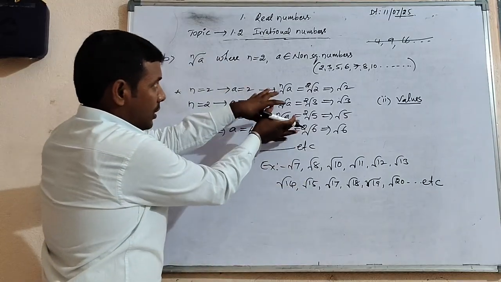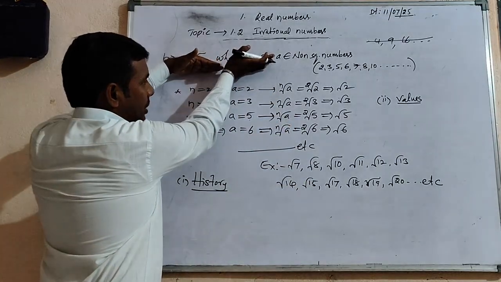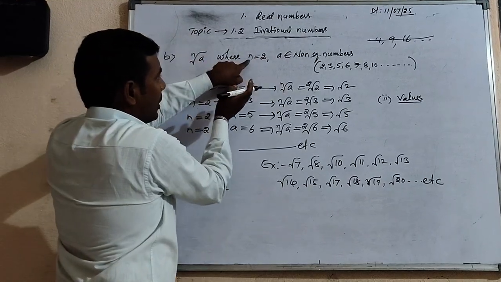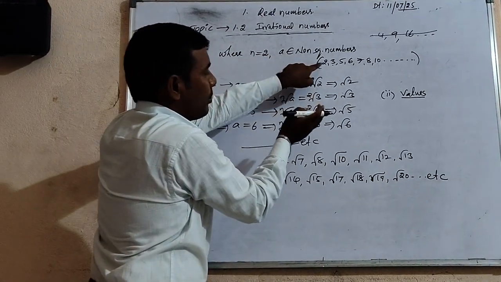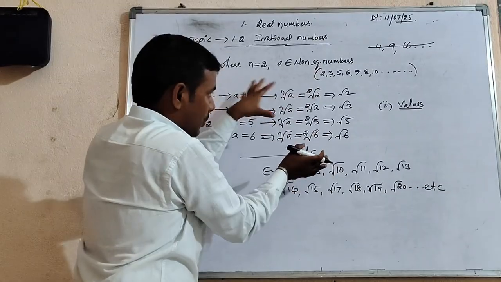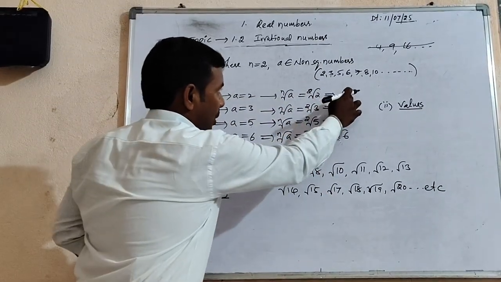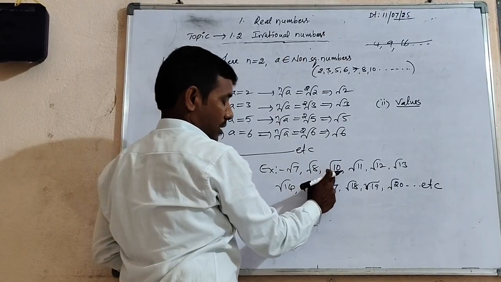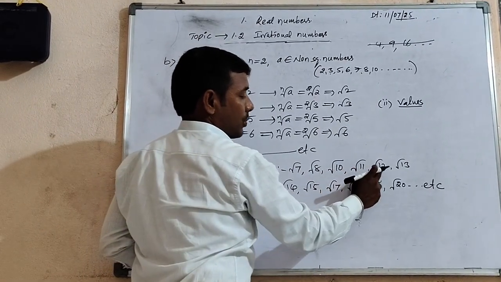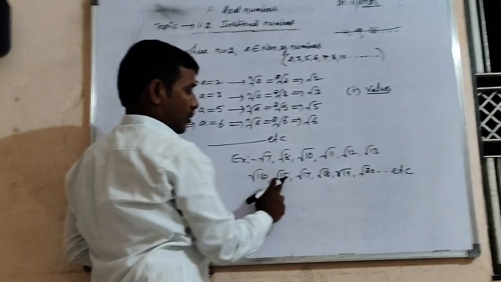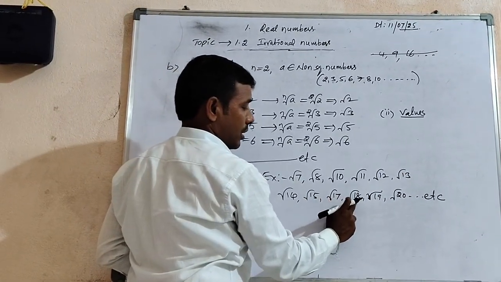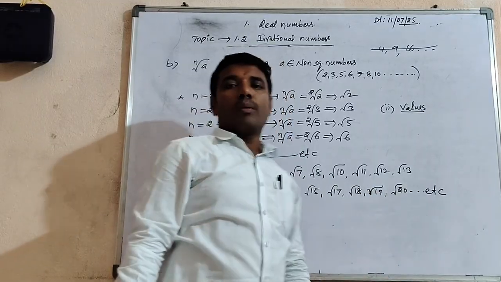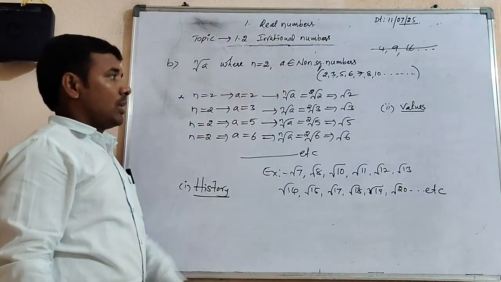Based on this condition, we make the nth root of A values, where n is equal to 2 and A is a non-square number. We got such figures now: root 2, root 3, root 5, root 6, root 7, root 8, root 10, square root 11, square root 12, 13, square root 14, square root 15, square root 17, square root 18, square root 19, square root 20. Like that we can make many based on this condition.